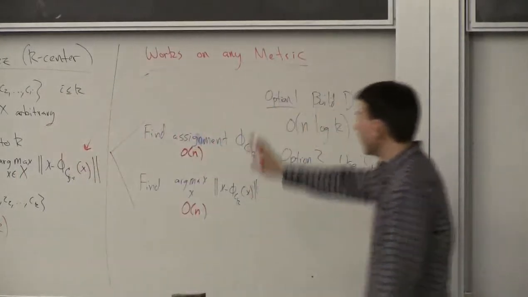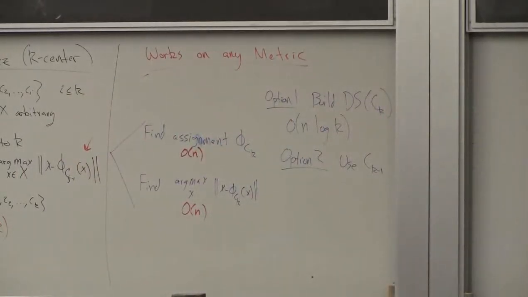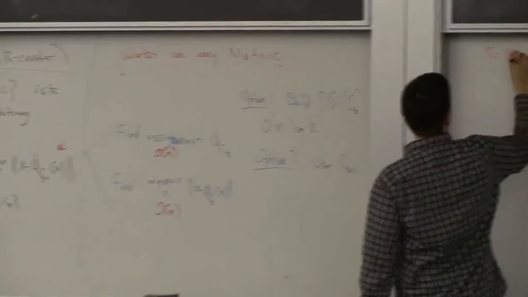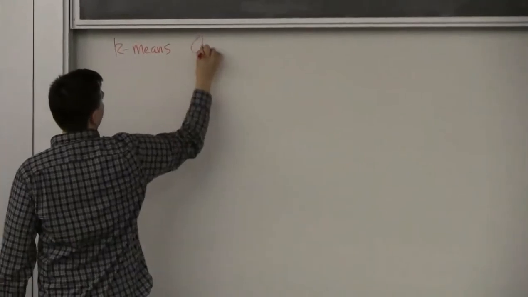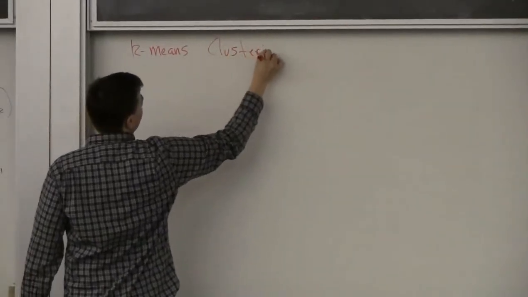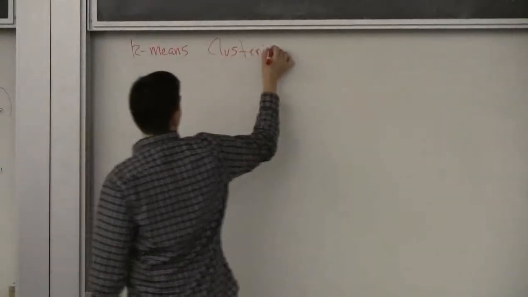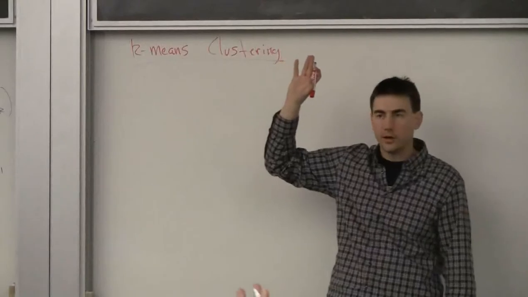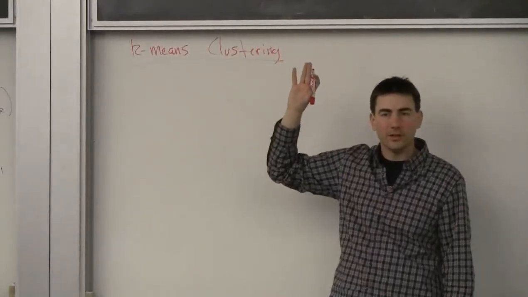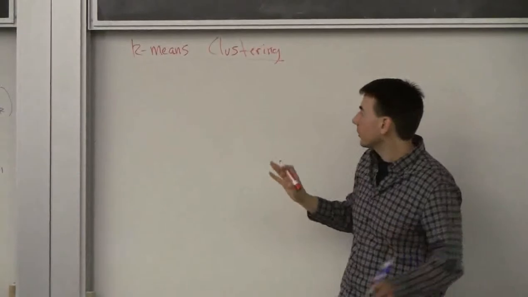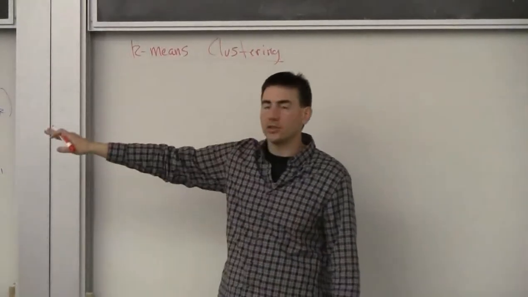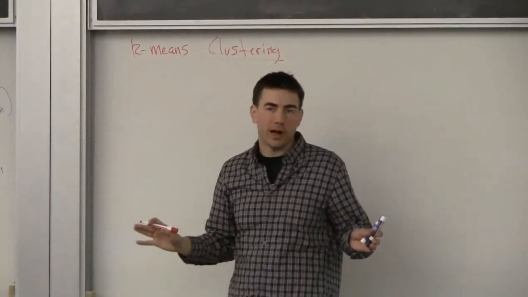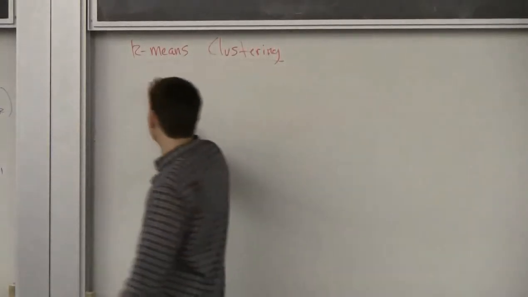Okay, so that's all I wanted to say about the Gonzalez algorithm. Now, let's talk about K-means clustering. So before this class, who had heard of K-means clustering before? And who had used K-means clustering? K-means clustering is actually the optimization problem you want to try and solve. It's not an algorithm. Typically, what you've used probably is what's called Lloyd's algorithm.